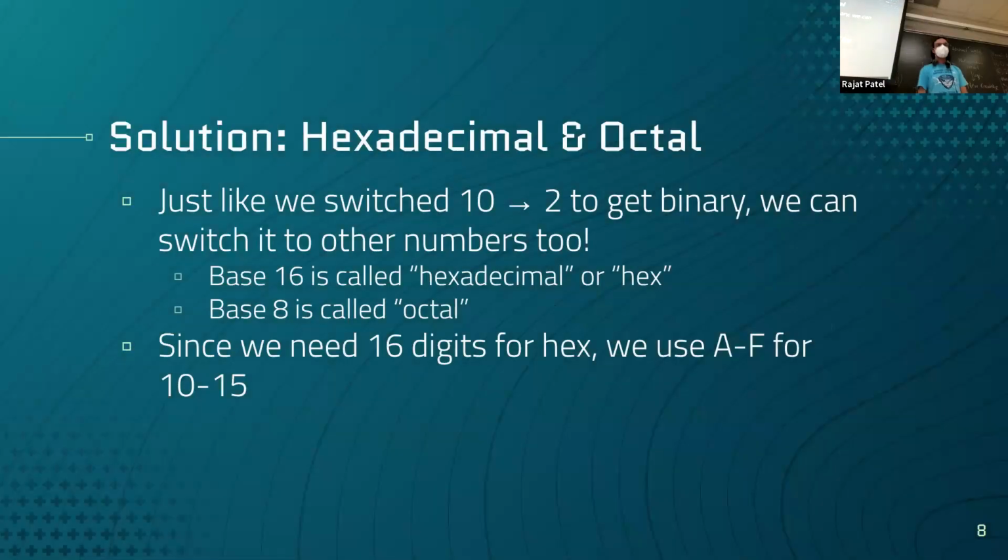So our solution is these other number systems called hexadecimal and octal. Just like we switch from 10 to 2 to get binary, we can switch our base to other numbers too. Base 16 is called hexadecimal, or just hex for short, and base 8 is called octal. As a side note, since we need 16 digits for hex, we use A to F for digits 10 to 15. That's because you can't just put 10 there, since 10 is a 2-digit number.